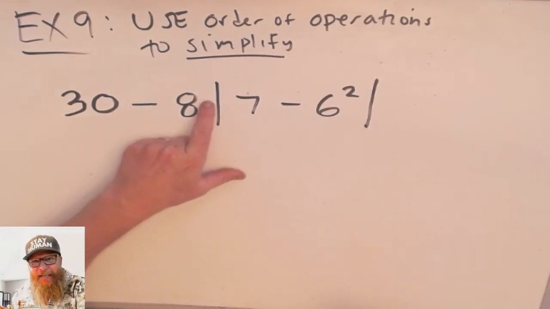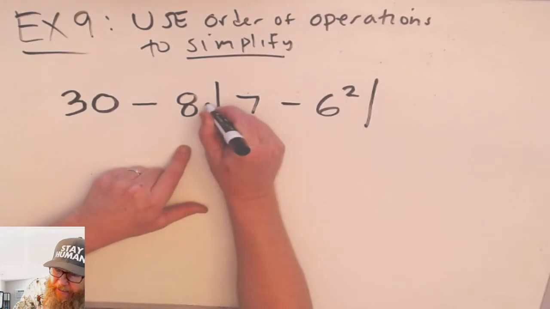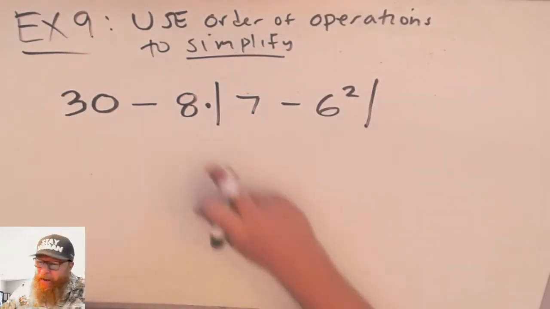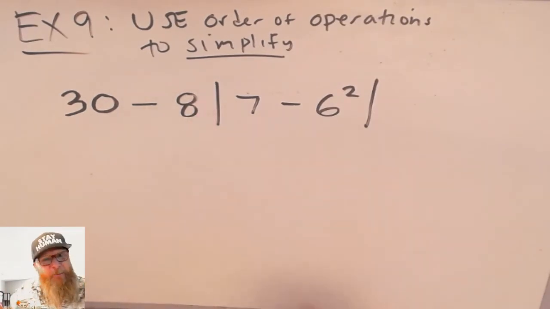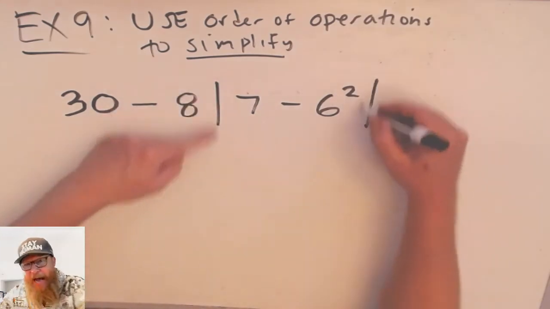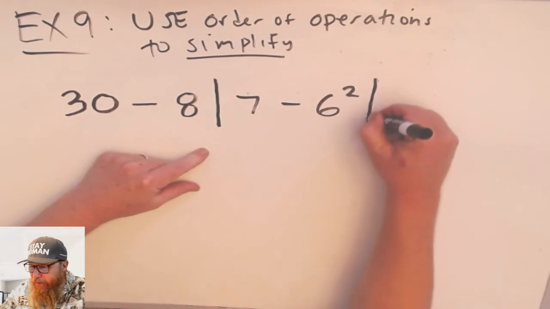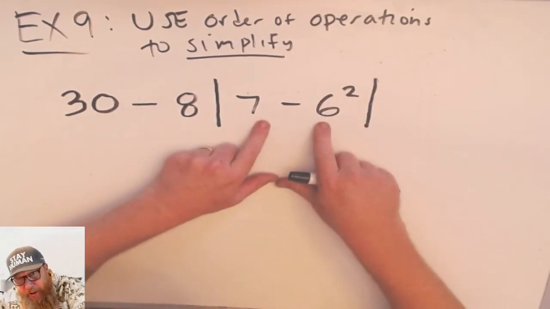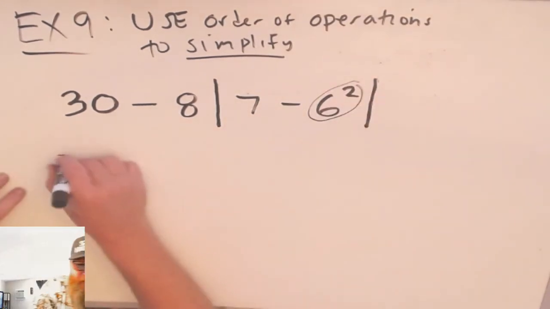The second thing is multiplication is implied. So if you want to put a dot right here in your notes so that you know to multiply, then by all means do it. But it's not required. It's implied. That means multiply. All right. The absolute value bars are grouping symbols, so these fall into the first category. So let's do what's inside the grouping symbols first. Go to the next level, which is exponents, and do that next.